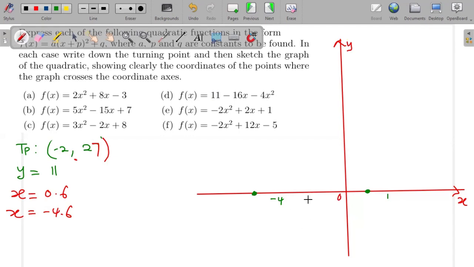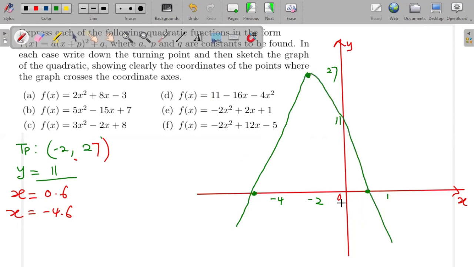Okay, so minus 2 can be somewhere here. Then 27 should be up there somewhere. So the turning point can be there. And then the y-intercept is 11, so it can be somewhere there. So my graph will just be a smooth curve that passes through these points like this: turning point, y-intercept, and then another x-intercept. So this is my y-intercept there. This graph will be the graph for 11 minus 16x minus 4x squared. Okay, so we have sketched it.